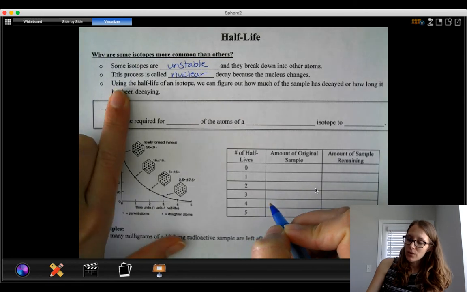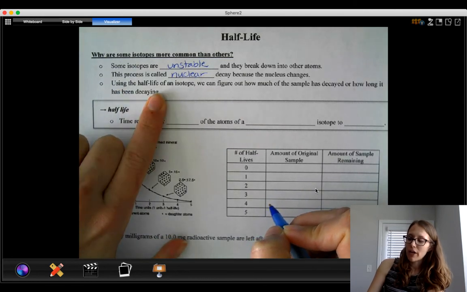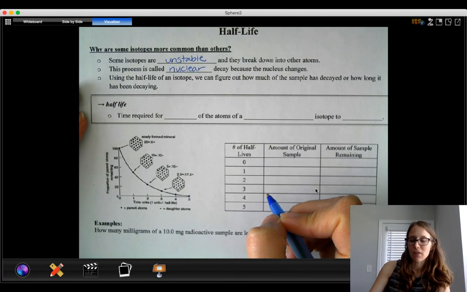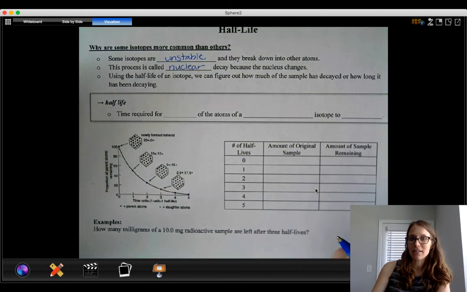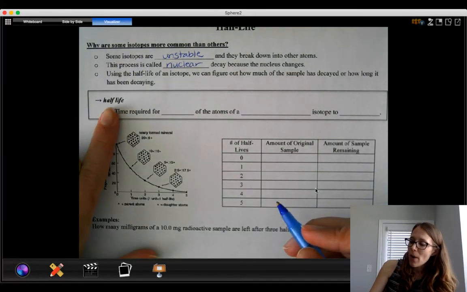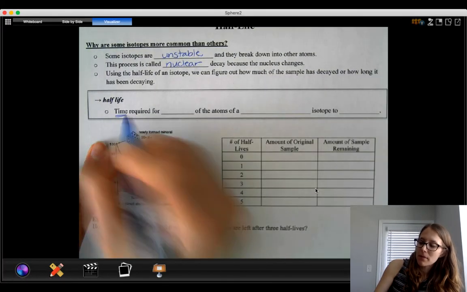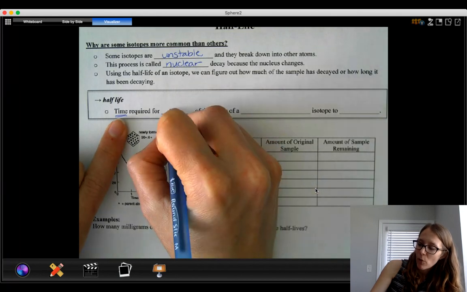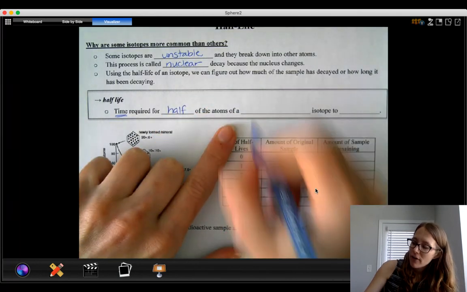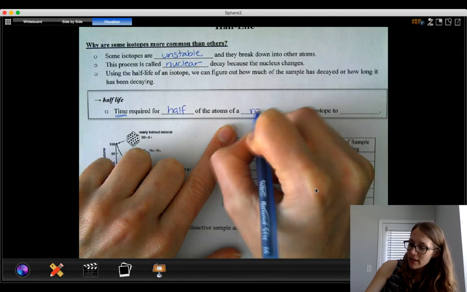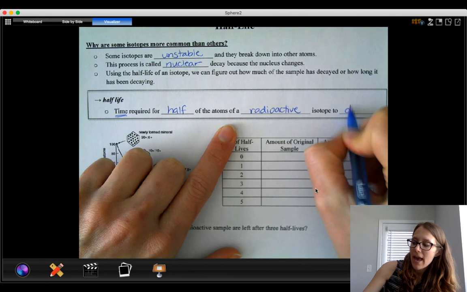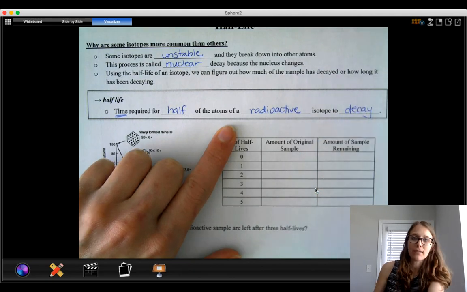And we can use the half-life of an isotope to figure out how much of the sample has decayed or how long it has been decaying. And this is how they do radioactive dating to figure out how old fossils are, for example. So half-life is actually a time. It is the time required for half, that's why it's called half-life, half of the atoms of a radioactive isotope to decay, to go away, essentially.